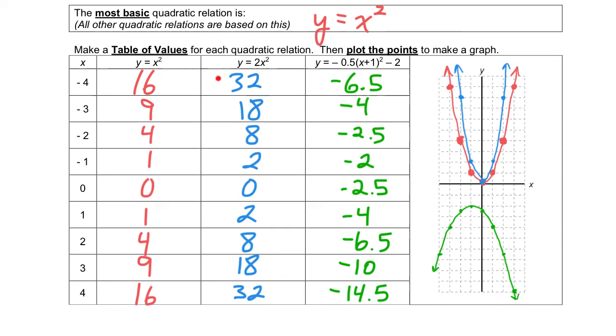If you did it right, you'd end up with these values and you'd end up with these graphs. Notice that all of these quadratic relations end up with some sort of a parabola on the graph. So if you didn't get some of these correct, just let me know and I can help you figure out what went wrong. Otherwise, move on to the practice questions.